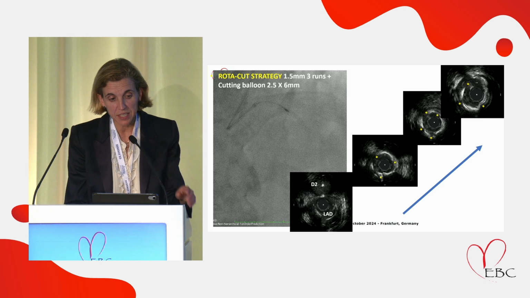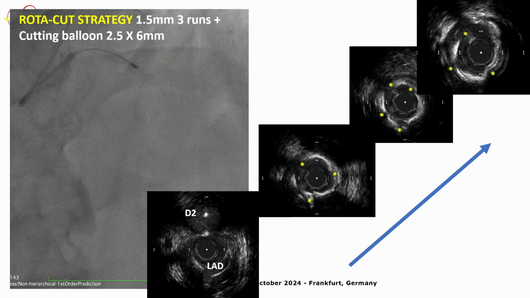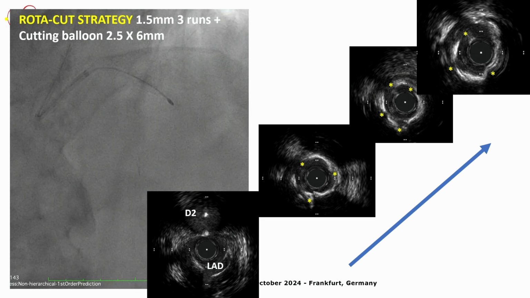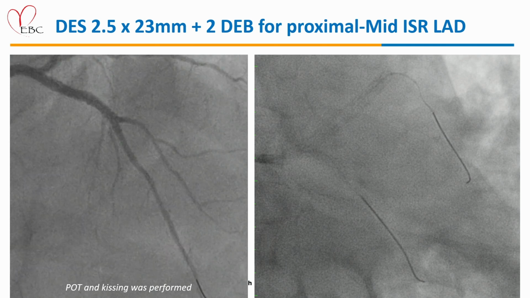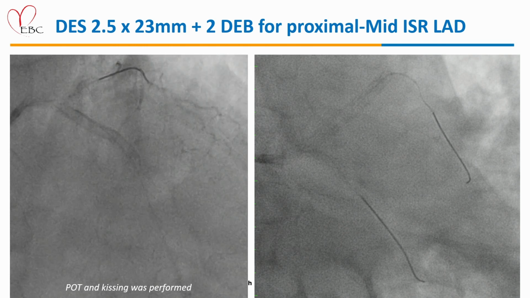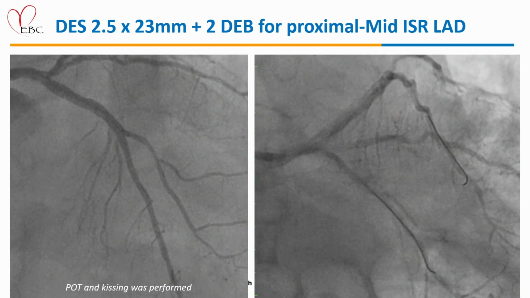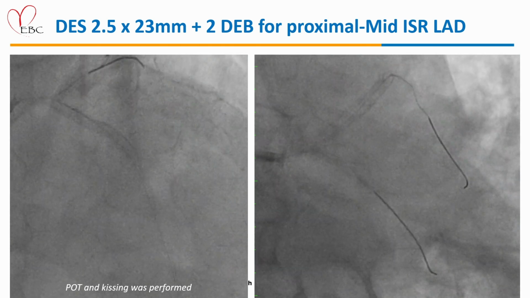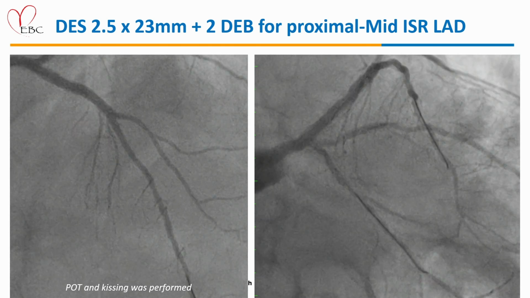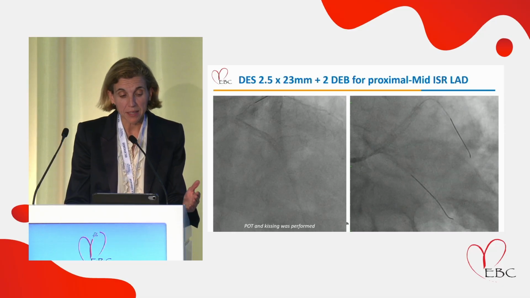This is after rota-cut. You can see the cuts of the rota and the cutting balloon, and at the level of the bifurcation it was similar. This is the rota. This is the final result after dilating with the balloon at the level of the bifurcation. We did POT and kissing, and this is the final result using two drug-coated balloons, with 3.5 in the ostial part.